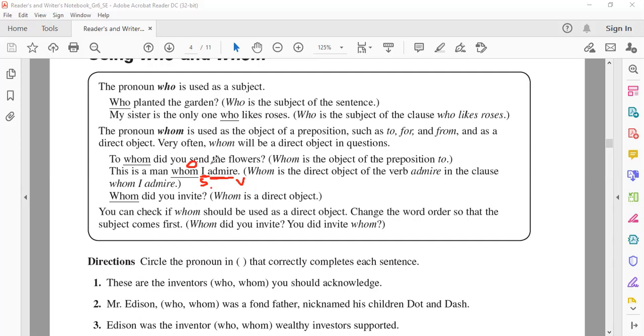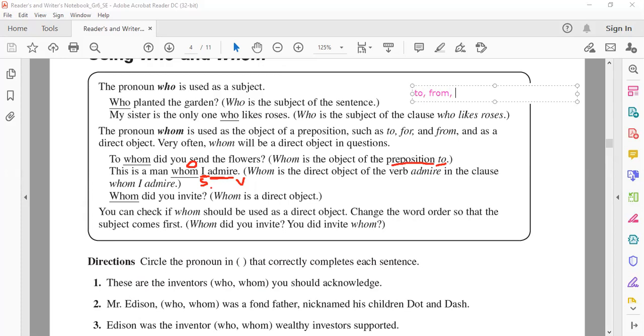The object right here, or whom, comes in three shapes. Sometimes it comes with the preposition. It comes after the preposition, and this is very easy. If you find a sentence that has a preposition in it, like to or from, any preposition that tells you that you are giving someone something, like to and from.